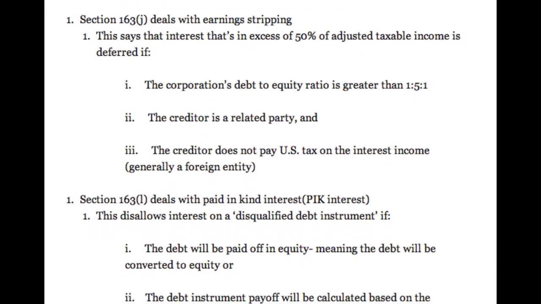Section 163(j) deals with earnings stripping. This says that interest in excess of 50% of adjusted taxable income is deferred if the corporation's debt to equity ratio is greater than 1:1, or if the creditor is a related party, and that makes sense, or if the creditor does not pay U.S. tax on the interest income. This would generally be a foreign entity that's a parent of the subsidiary.